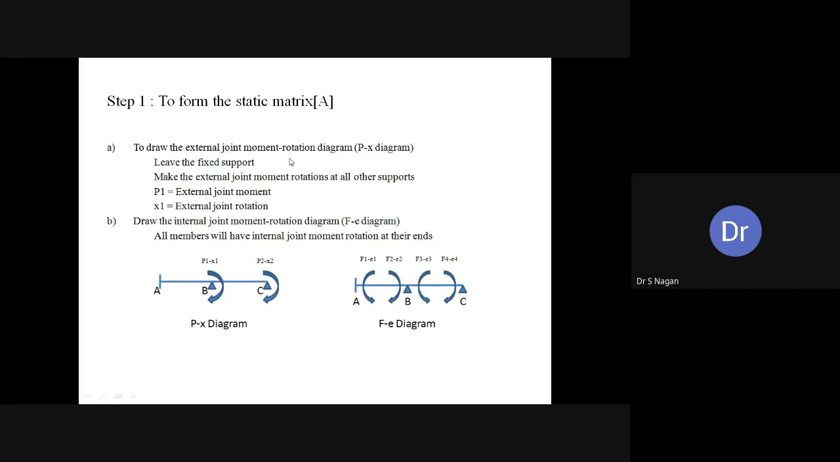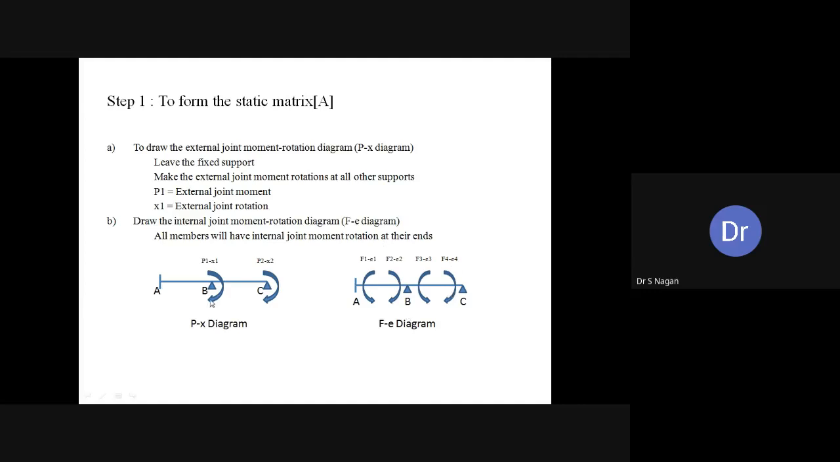So to form the A matrix, first step, I will display. So please try. To draw the external joint moment rotation diagram, that is PX diagram, leave the fixed support, P1 X1 here, P2 X2 here. Then FE diagram. Here they have marked the arrow not correct. Please correct it. FE diagram with all moments we are assuming clockwise only. So here they have marked the anti-clockwise. So it should be clockwise here, and here it should be clockwise. All moments are clockwise.